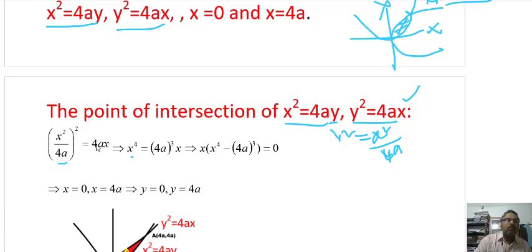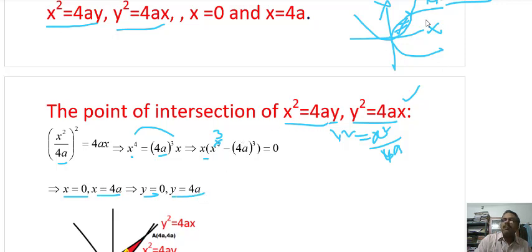Here 4a whole square into 4a is 4a whole cube. Now, if it goes to the left hand side, x is the common term, x into, here, this is a small mistake, this is 3. X cube minus 4a whole cube equals 0. If you simplify, equating with 0, x equals 0 and x equals 4a. If you substitute x equals 0 in this expression, y becomes 0. X equals 4a, y becomes 4a.